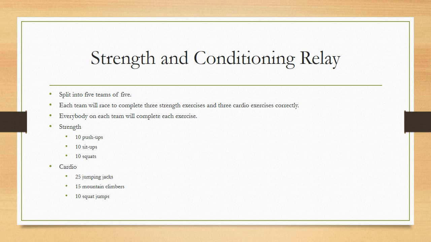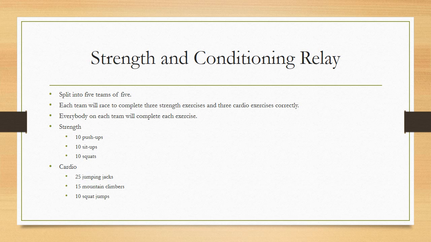Once that student has finished, they'll move on to the next one, and so on and so forth until each student has completed one of the 3 strength exercises. Then they will move on to the second strength exercise. So student A will complete 10 push-ups. Then student B will complete 10 push-ups, so on and so forth. And then once all 5 students have completed those push-ups, they'll move on, and student A will start with sit-ups. We'll go through there until each student has completed 3 strength exercises.